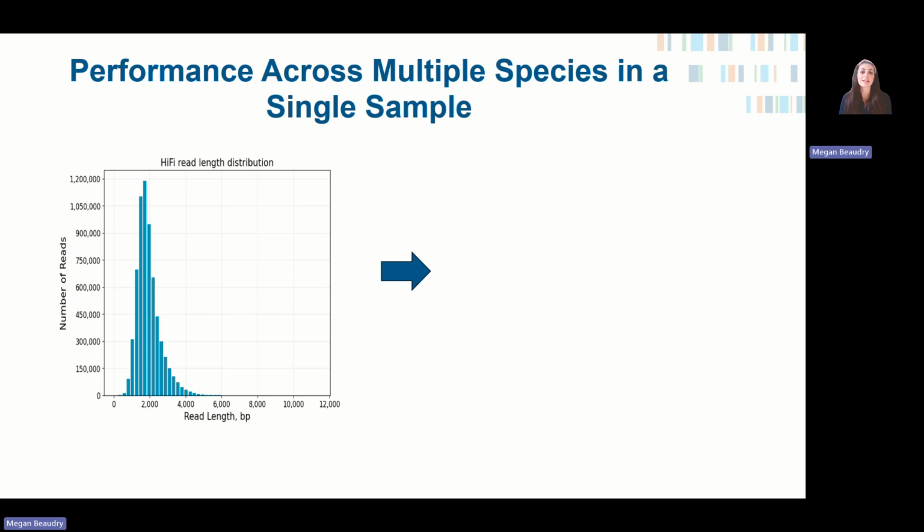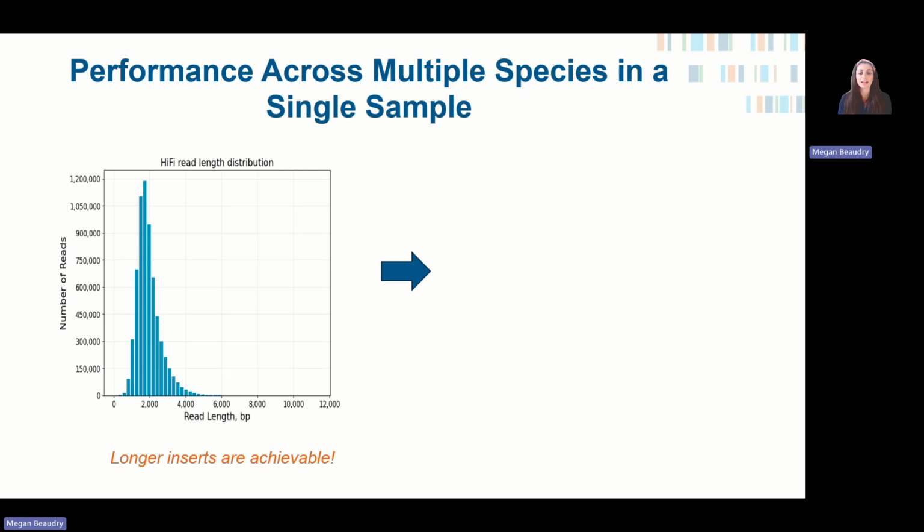So we took that same mock community that we spiked into a complex sample, and we wanted to look at the performance across all of those species in that mock community. What we have here is a chart that shows read length on the x-axis and the number of reads on the y-axis. As you can see, our average read length is approximately 2 kb, and we're capturing the 16S, which is approximately 1.5 kb in length. So this tells us that on average, we're always able to capture some of that flanking region.